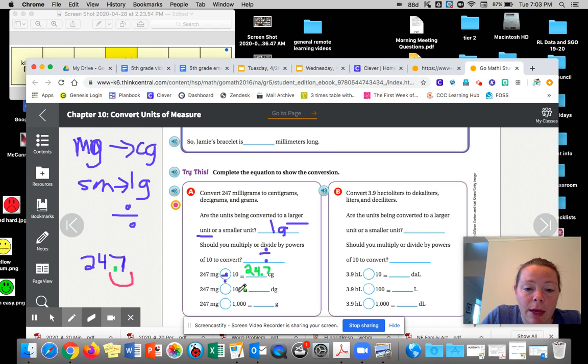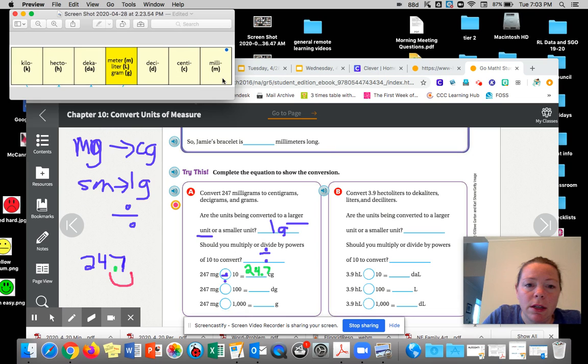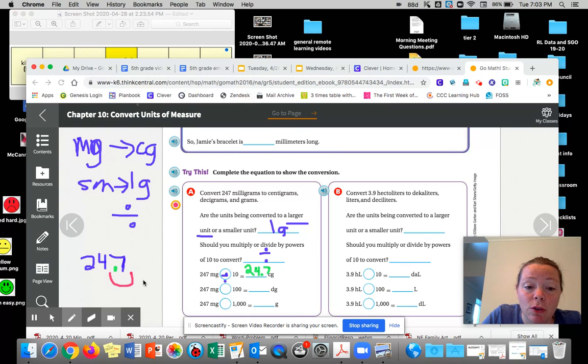247 milligrams divided by 100. So here's milligrams. I'm starting here. If I'm going by 100, 2 powers of 10, 1, 2, my answer is going to be in decigrams. I'm still dividing. And if I'm dividing by 100, I'm still dividing, so my number's still getting smaller.